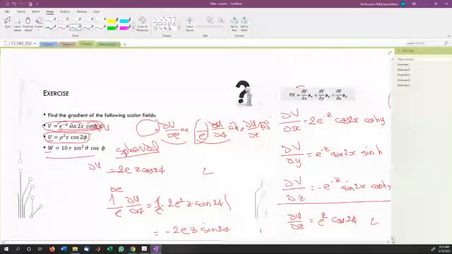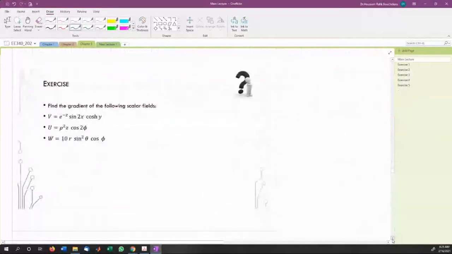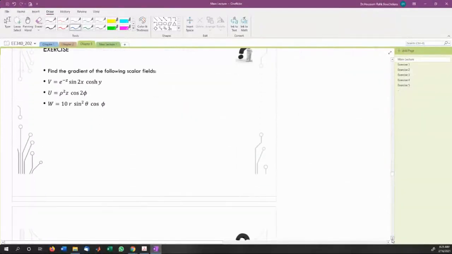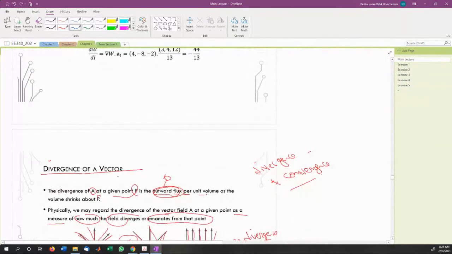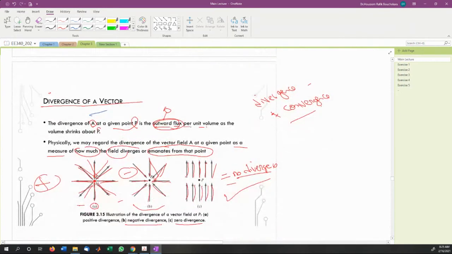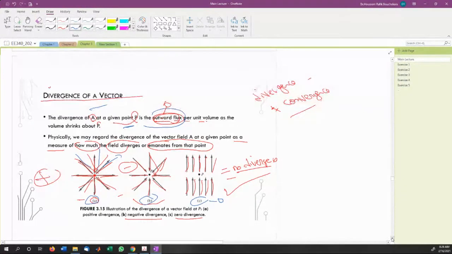Okay, we solved some exercises or one exercise to be accurate. وبعدين رحنا للدايفرجنس. قلنا الدايفرجنس يعبر لي على ايش يا شباب؟ قلنا divergence at a given point is the outward flux. Okay, the outward flux. So in this case there is a positive divergence, in this case there is a negative divergence, and in this case there is no divergence.